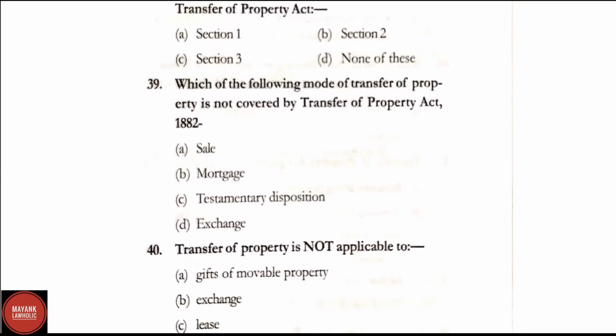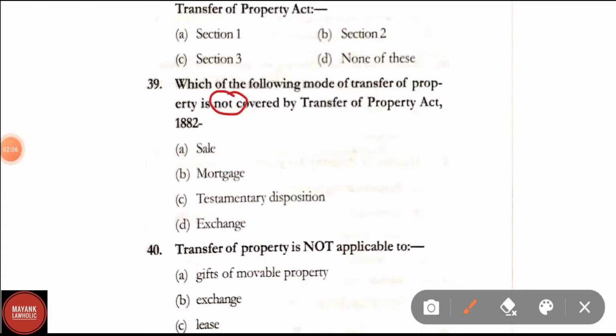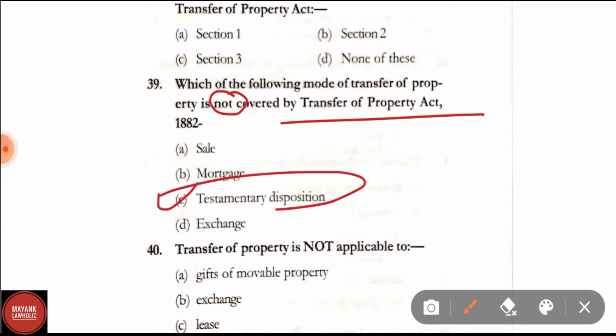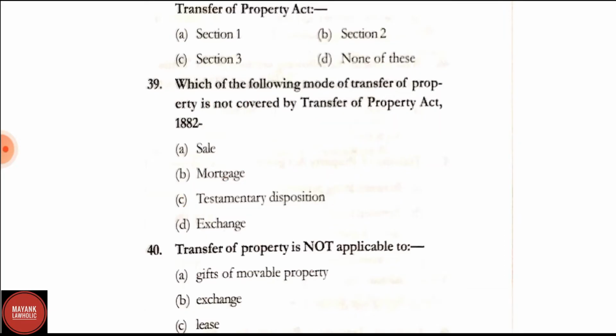Question number 39. Which of the following modes of transfer is not covered by TPA? Sale, mortgage, testamentary disposition, exchange. Correct answer is option C, that is testamentary disposition. This mode of transfer is not covered by TPA.